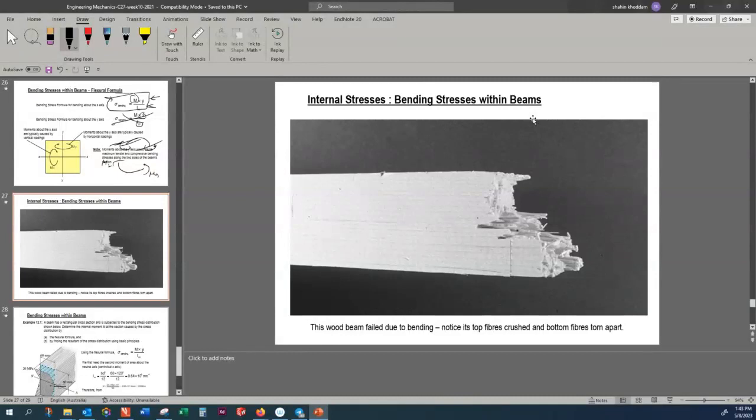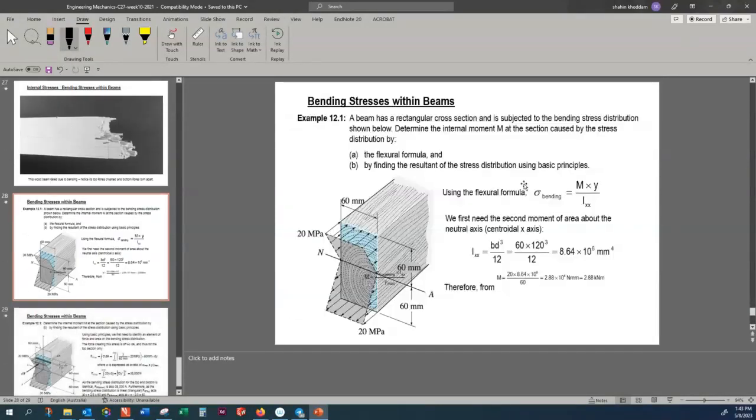Here I've got a photo showing a timber which was subjected to bending. You find that half of the beam shows the fracture due to compression, and the lower half shows the fracture due to the different sign. One of them is tension, one of them is compression. That explains why normal stress keeps changing in the y direction, and the variation is linear.